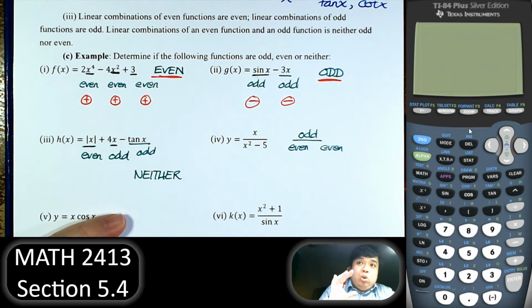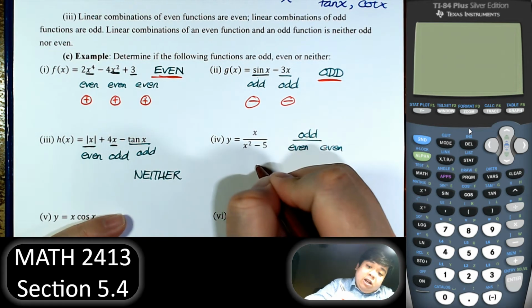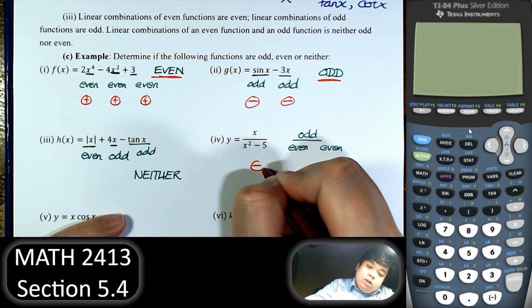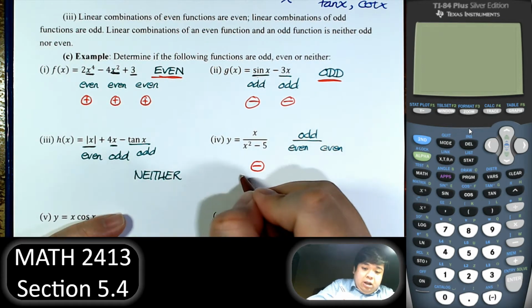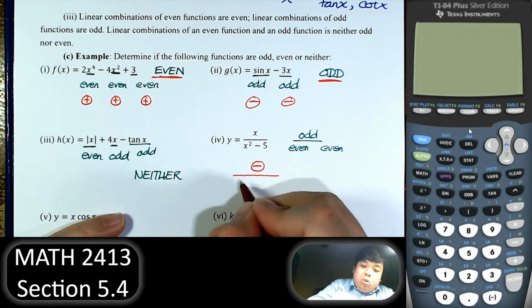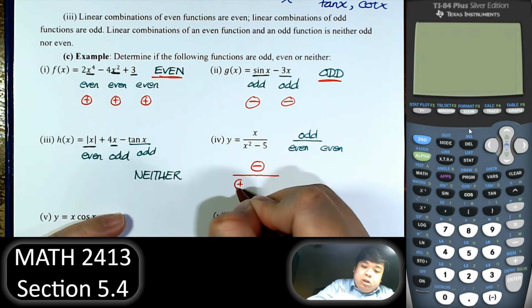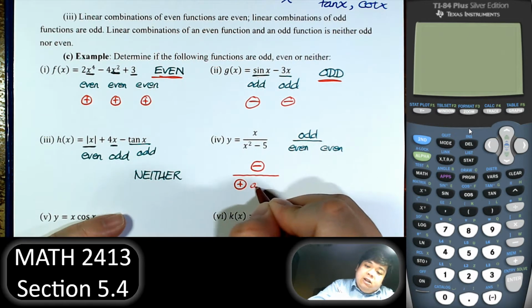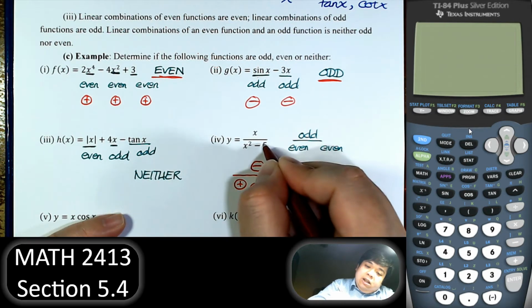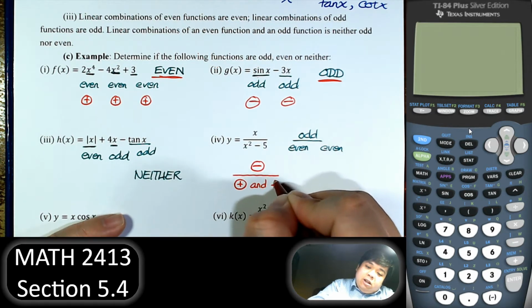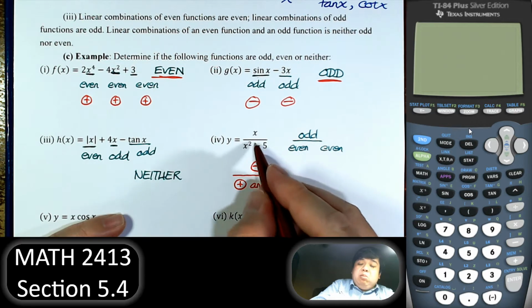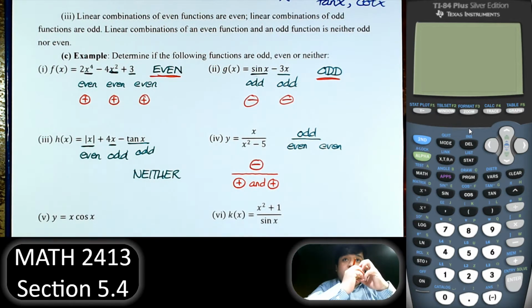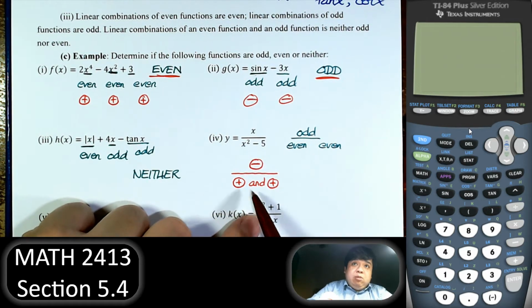A plus associated to an even function, a positive sign associated to an even function, a negative sign associated to an odd function. X squared is even, associated with the plus sign, minus 5 is also a plus sign. Yeah, I just combine them. Plus or minus, it's just a combination. So I'm not going to say multiply, or I will not put anything into it.